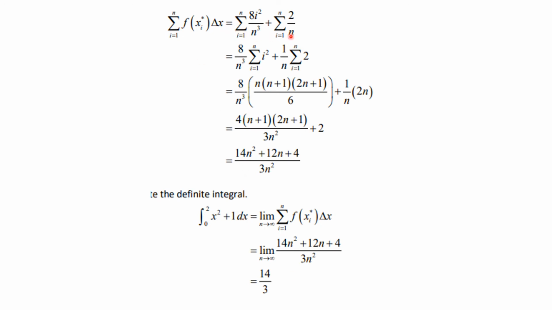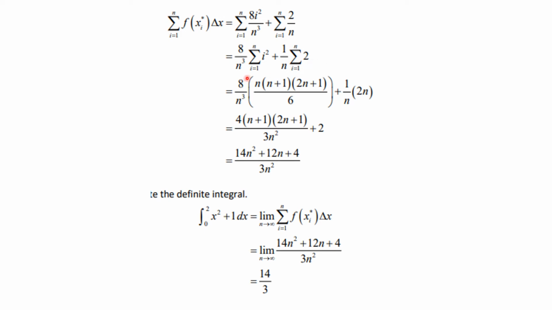Okay, so we continue. This is what we had on the previous page, but now we're doing it term by term using one of those properties in our toolkit. Here you're summing on i, but 8 over n cubed doesn't depend on i. So that means it's a constant as far as the sum is concerned, so I can pull it through the summation. And here, 1 over n does not depend on i, so I can pull that through as well.